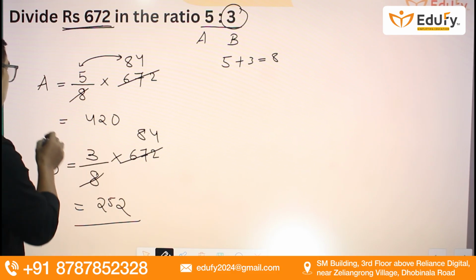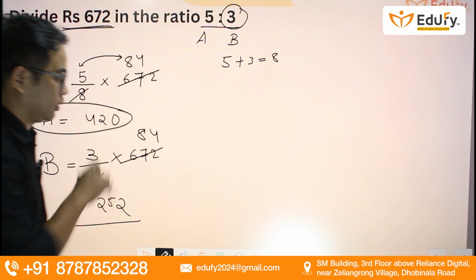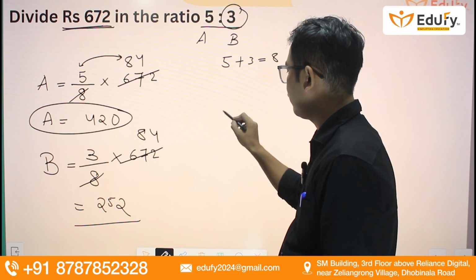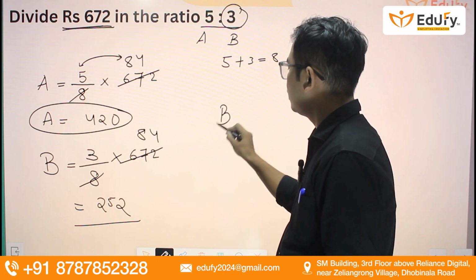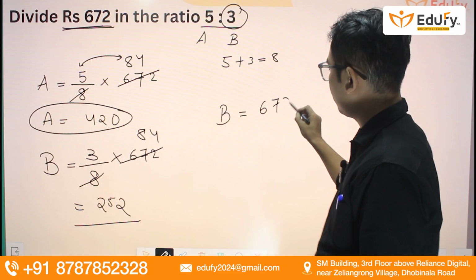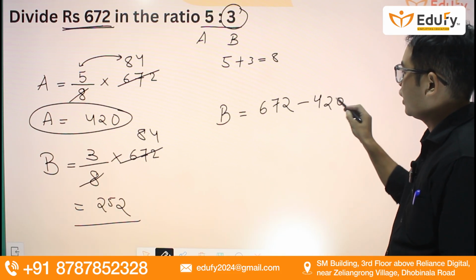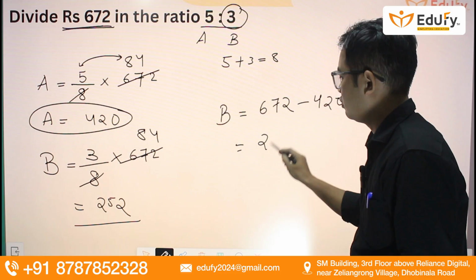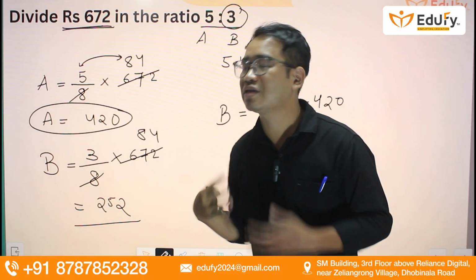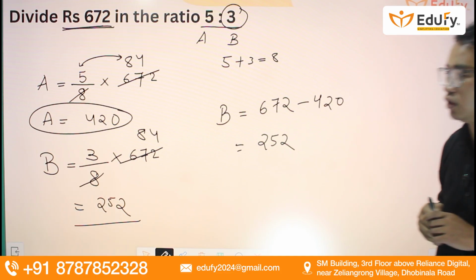Now this part for B, once you get the value of A, even without doing this step, you can find out the value of B by just subtracting from the total, which is 672. If I just subtract the value of A from the total, I'll get my same answer. So that way also you can do it, or you can do it the same way for both of them. So you always have this option. Whenever it's 2 or 3 numbers also, you can do the same way for this.